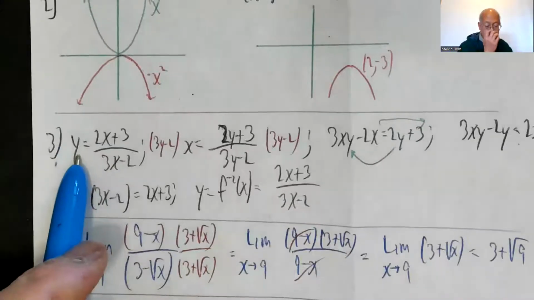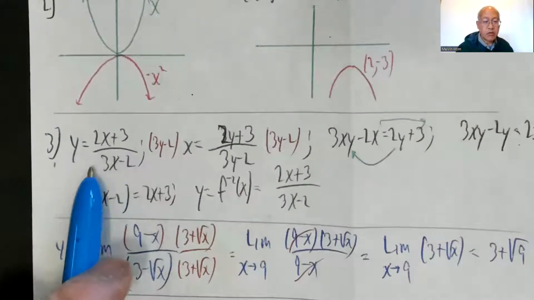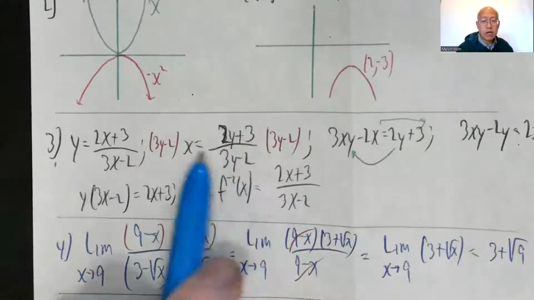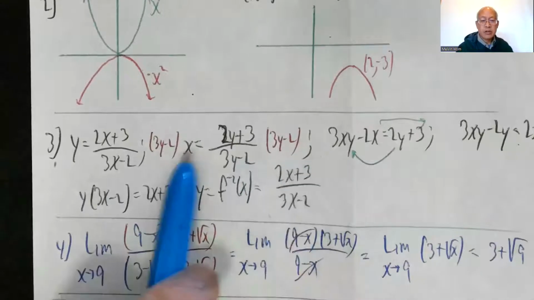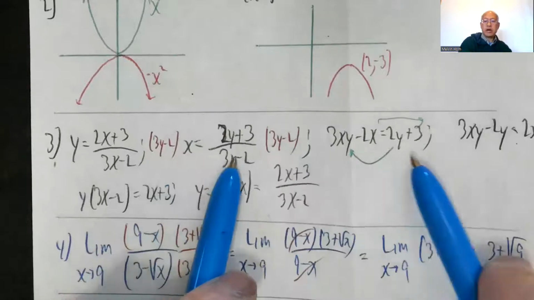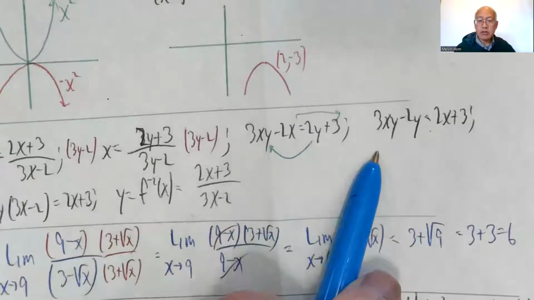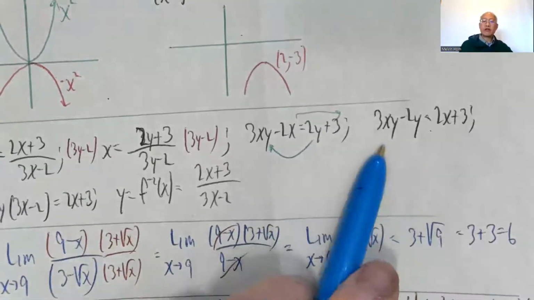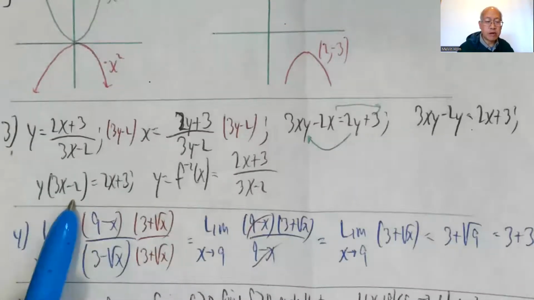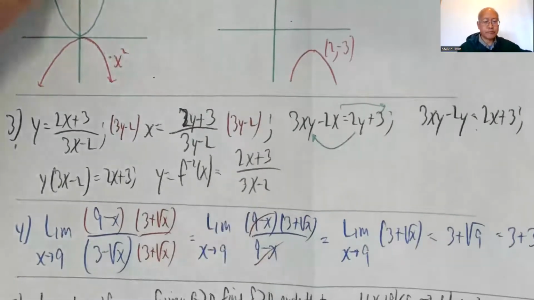Number 3: call the function f(x), y equals (2x plus 3) over (3x minus 2). Switch x and y. So x equals (2y plus 3) over (3y minus 2). Multiply both sides by 3y minus 2. Distribute here, that gives me 3xy minus 2x, equals 2y plus 3. Put the y's together, so subtract 2y and add 2x: 3xy minus 2y equals 2x plus 3. Factor out the y: y(3x minus 2) equals 2x plus 3. Divide both sides by 3x minus 2. So y equals f inverse of x, which is (2x plus 3) over (3x minus 2).